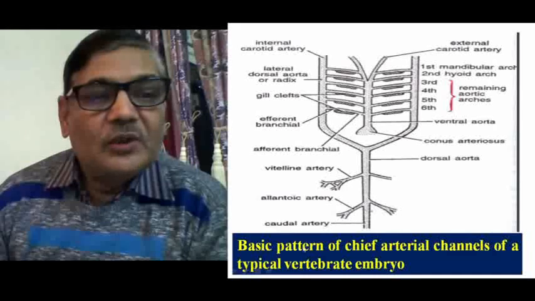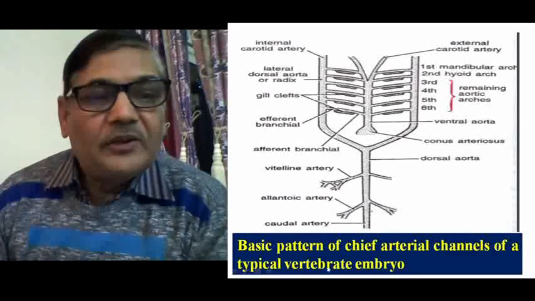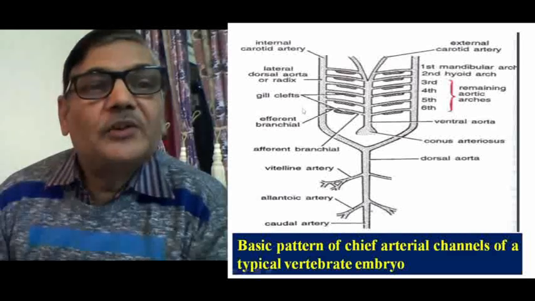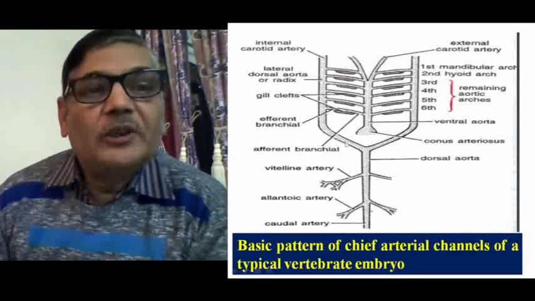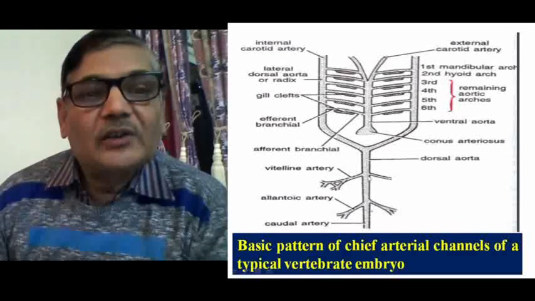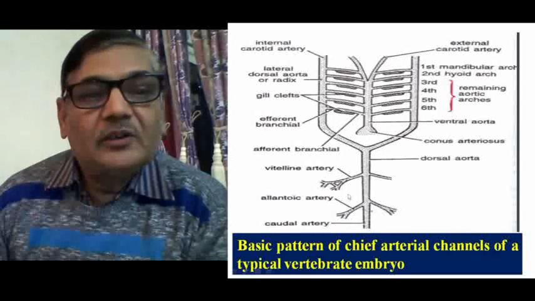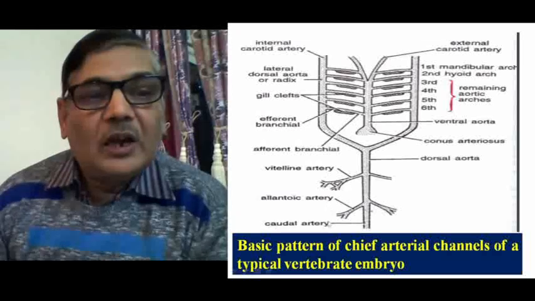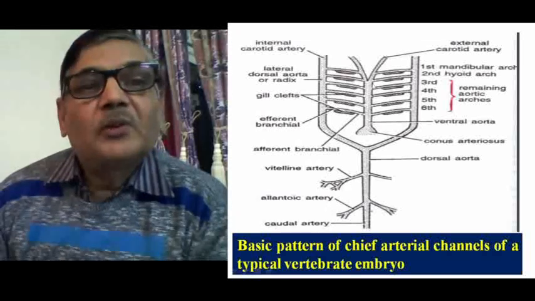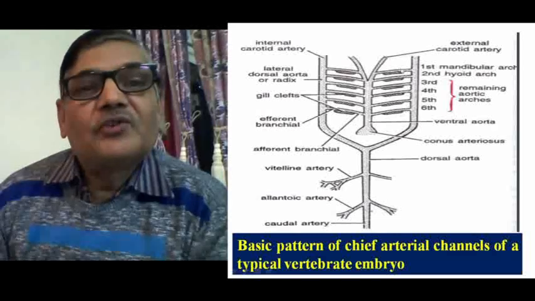So this is actually the basic pattern of the chief arterial channels of a typical vertebrate embryo. And see, the lateral dorsal aortae unite posteriorly and make a single dorsal aorta, which continues up to the posterior-most region and supplies blood through the caudal artery. So this is the arrangement, but we find that this arrangement gets very much changed in different forms of vertebrates.